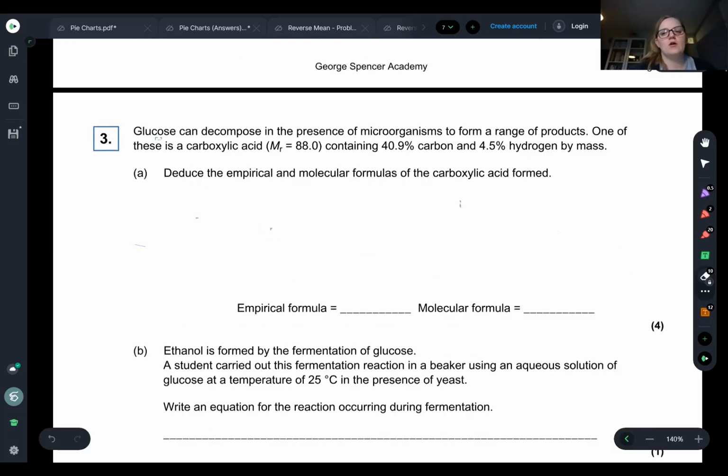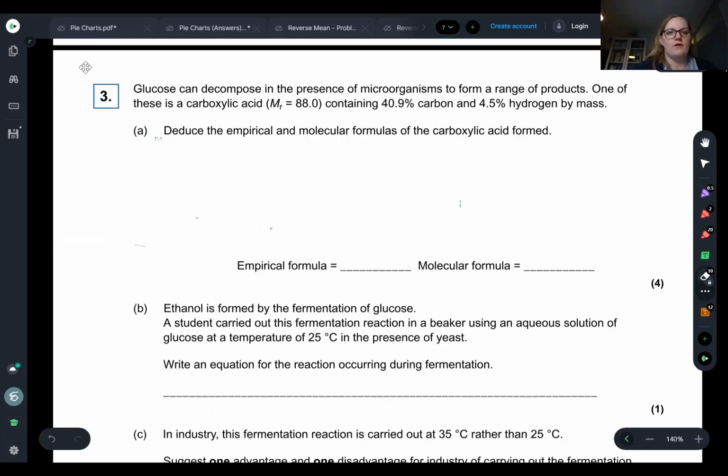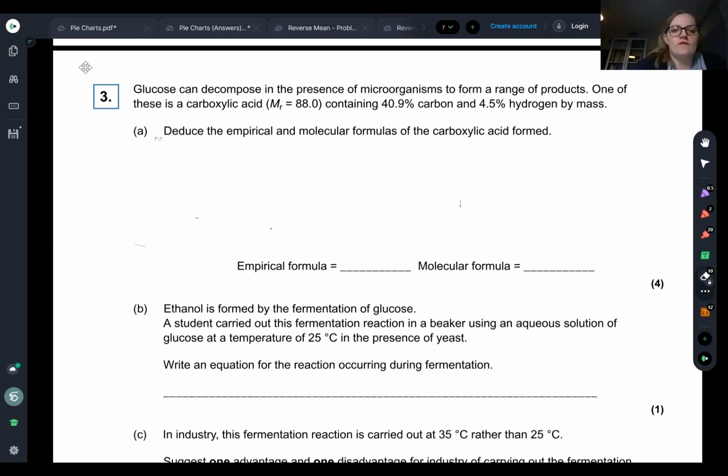Okay, so glucose can decompose in the presence of microorganisms to form a range of products. One of these is a carboxylic acid. It's got a molecular mass of 88 and it contains 40.9% carbon and 4.5% hydrogen by mass. So this question asks you to deduce the empirical and molecular formulas of the carboxylic acid formed.